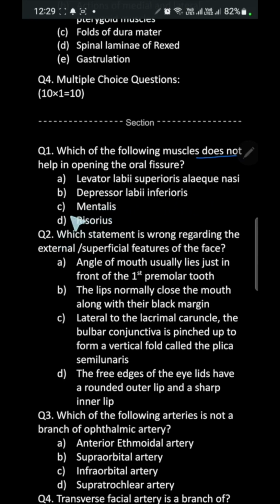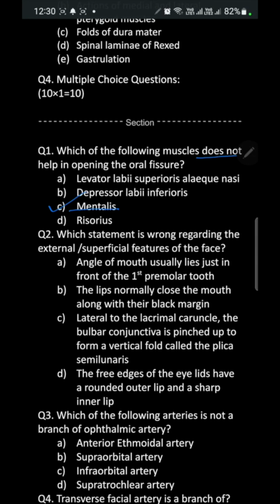Mentalis has no role in the opening of the oral fissure. It doesn't act on the lips, while risorius pulls both the lips laterally, thereby widening the oral orifice, such as if you were trying to brush your teeth. So remember, the answer here will be mentalis. Mentalis actually pulls up the skin of your chin, thereby giving an expression of doubt.